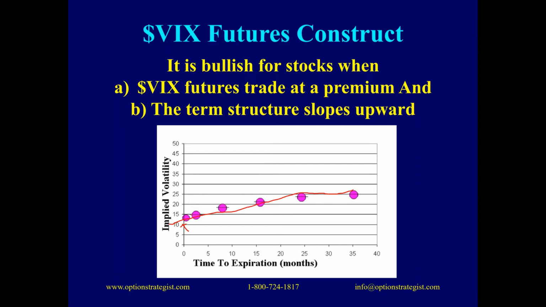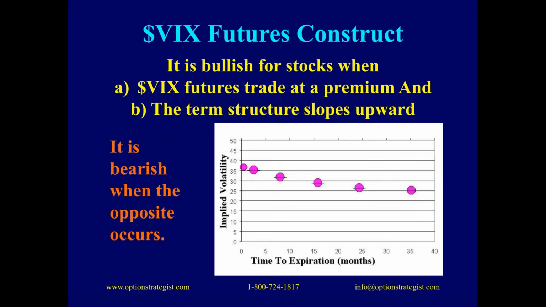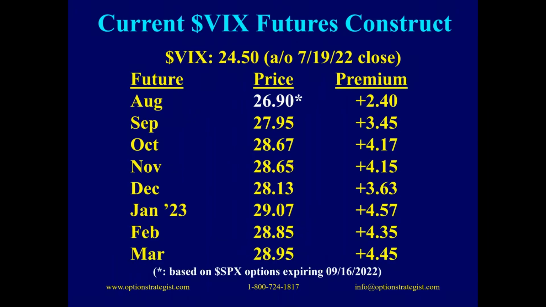On the other hand, if the term structure slopes downwards and VIX is higher, this happened very much in March of 2020, then that's very bearish for the market. So we pay attention to what the term structure is telling us.